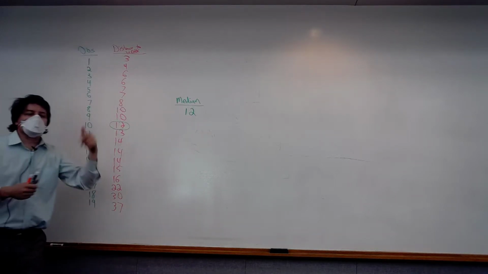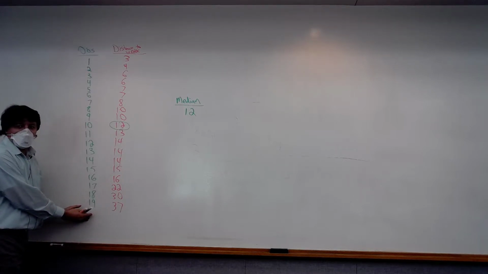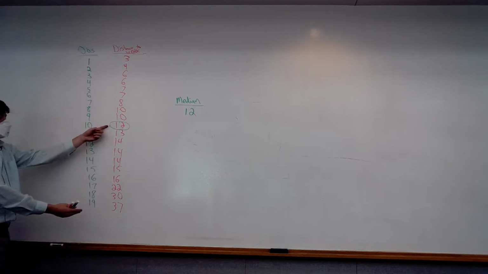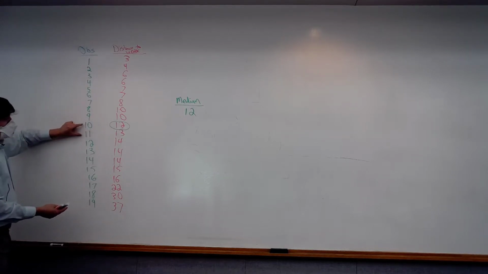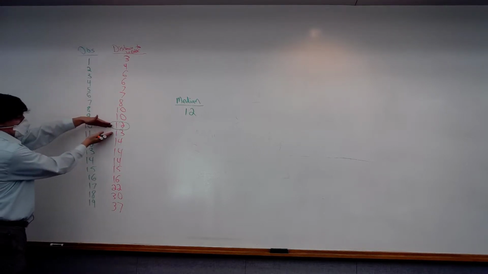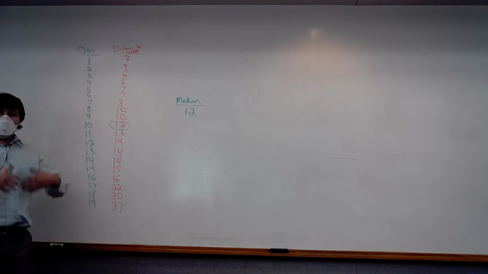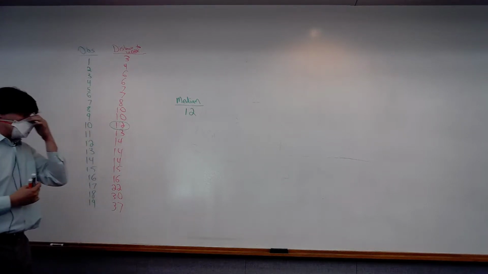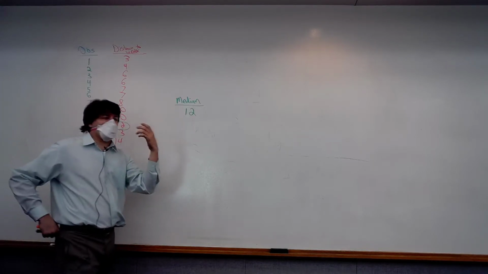Just to rehash, if I had 20 values here, I wouldn't have an exact middle. I would need to take the middle of the 10th and 11th values. Because there's no exact value in the middle, we just take the middle, and that would be 12 and a half. But in our case, we have a nice odd number, so we can pick that exact value of 12.